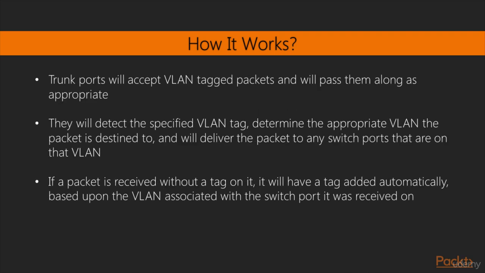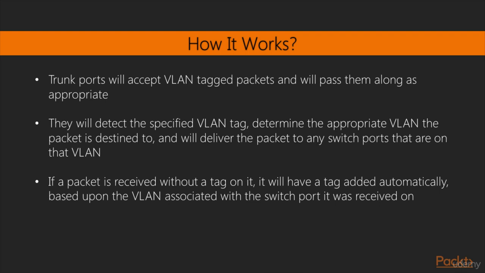A switch that supports 802.1q may have one or more network ports that are configured to act as a trunk. Trunk ports will accept VLAN tagged packets and will pass them along as appropriate. They will detect the specific VLAN tag, determine the appropriate VLAN the packet is destined to, and will deliver the packet to any switch ports that are on that VLAN. Tagged packets can even pass between multiple switches as long as they are properly configured. If a packet is received without a tag on it, it will have a tag added automatically, based upon the VLAN associated with the switch port it was received on.